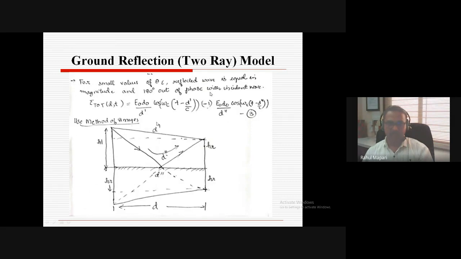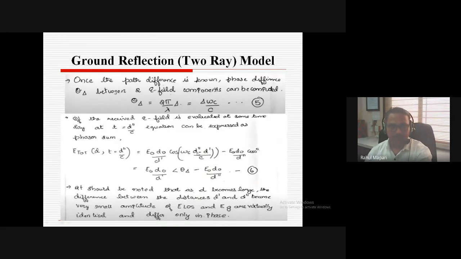is approximately equal to d dash, and these are approximately equal to d. Means all the distance became same when you increase the distance between transmitter and receiver. Keep in mind, means the path difference decreases. As the path difference decreases, this d double dash, means the distance covered by the reflected signal and the distance covered by the line of sight signal, becomes equal. Okay.